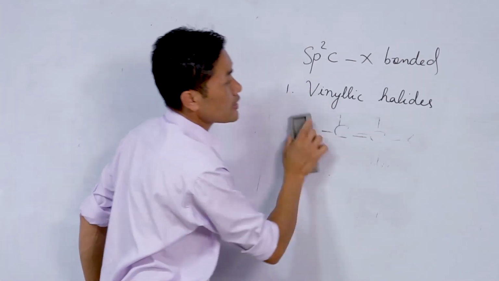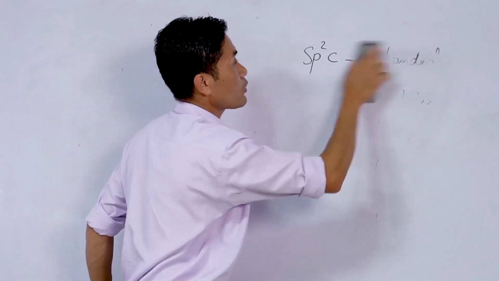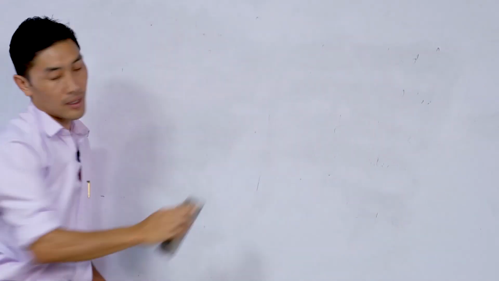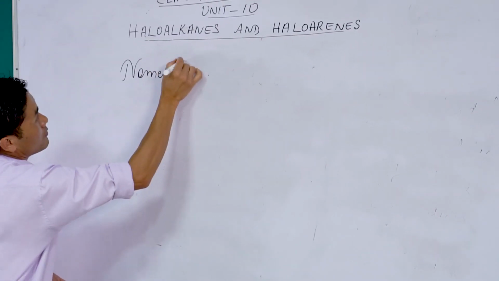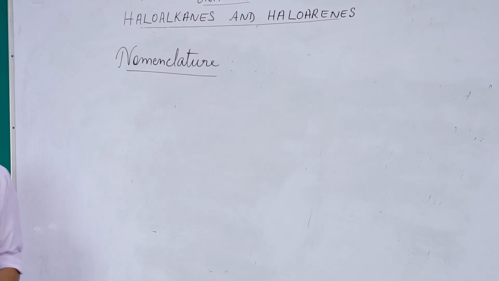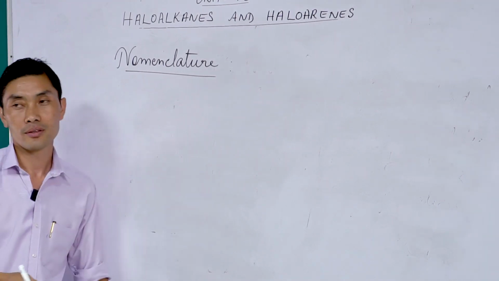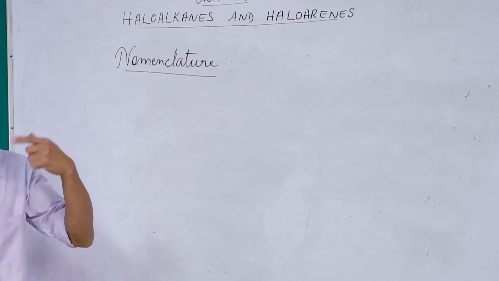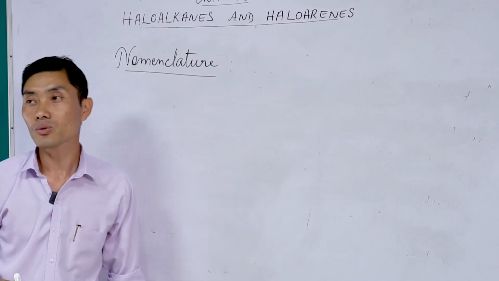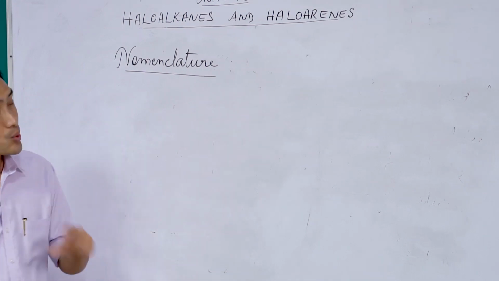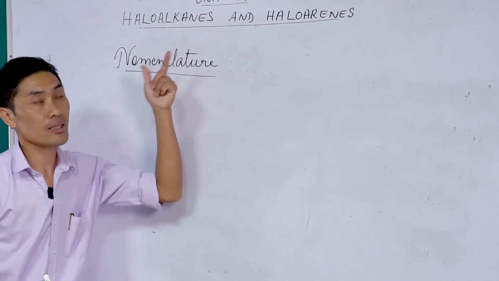Now, keeping in mind these different types of haloalkanes and haloarenes, let us see how they are named. All the rules of naming that we have seen in class 11 for naming organic compounds, like the longest chain rule or the lowest locant rule, will be followed here also. However, there are some important things to keep in mind while naming these haloalkanes and haloarenes.